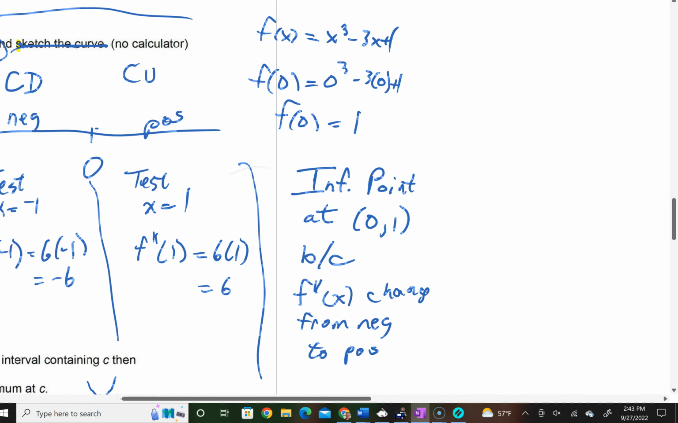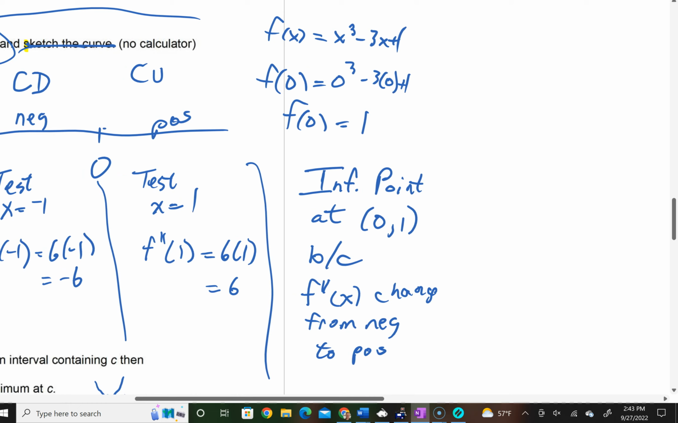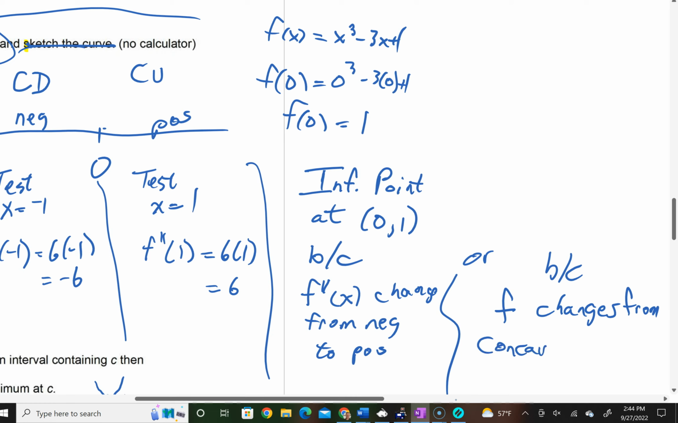Now listen. Here's the last thing. We could have said, or because f changes from what? Not negative to positive. Concave down to concave up. Wow. Look at that. That's pretty cool, right?